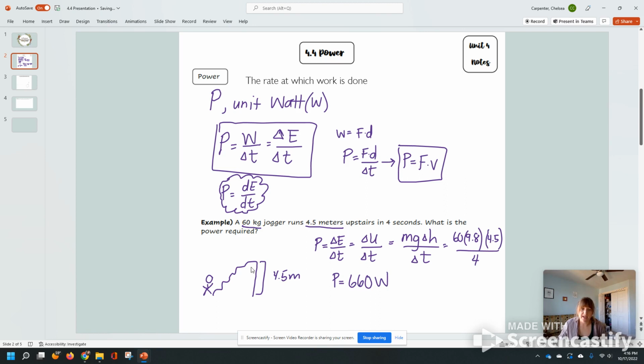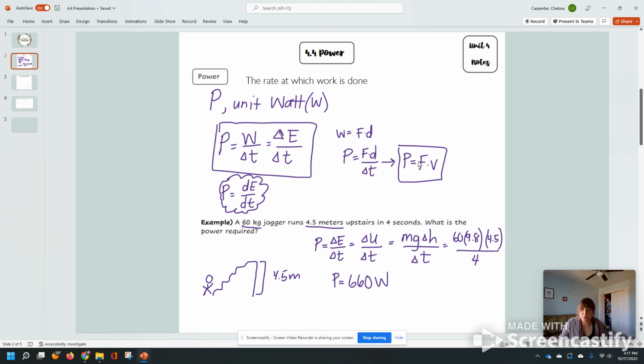So if this person had run up these stairs at a faster rate, we'd be dividing by a smaller number here, so it would require more power. So even though the change in energy is the same, it could require more or less power depending on how quickly we go.